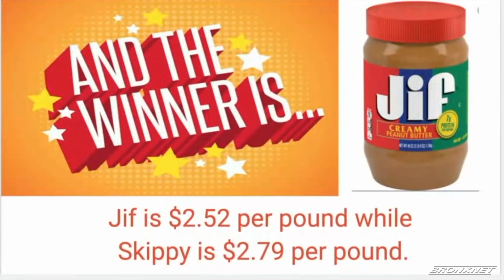The winner is Jif. The reason why Jif is a better price, even though it costs more money for the jar we looked at, is because it's less money per pound. Jif was $2.52 per pound, while Skippy was $2.79 per pound. So although the Jif jar is more expensive, it's less money per pound, which means that the Jif is a better deal.